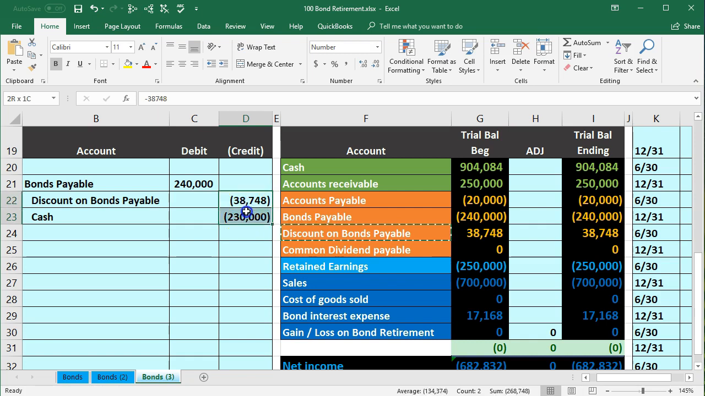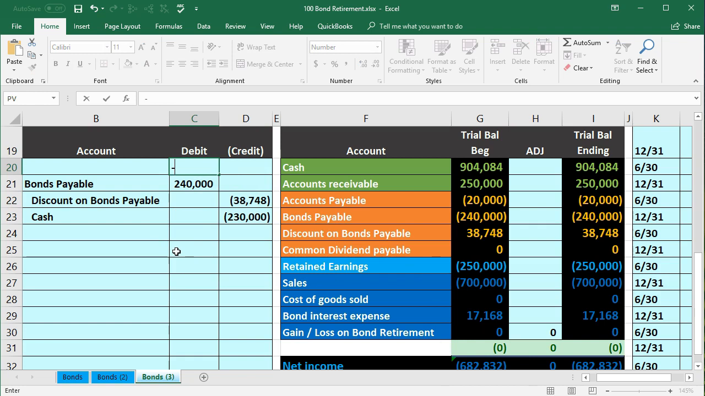And now, of course, the debits don't equal the credits. These add up to 268,748. This adds up to 240. There's going to be a difference, if we highlight all of it, of 28,748. That's going to be the plug. I'll do that with our plug formula, negative sum.